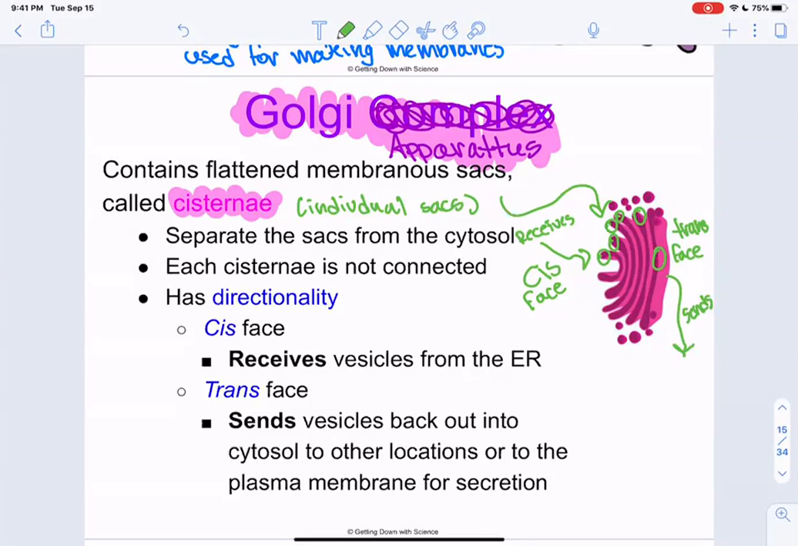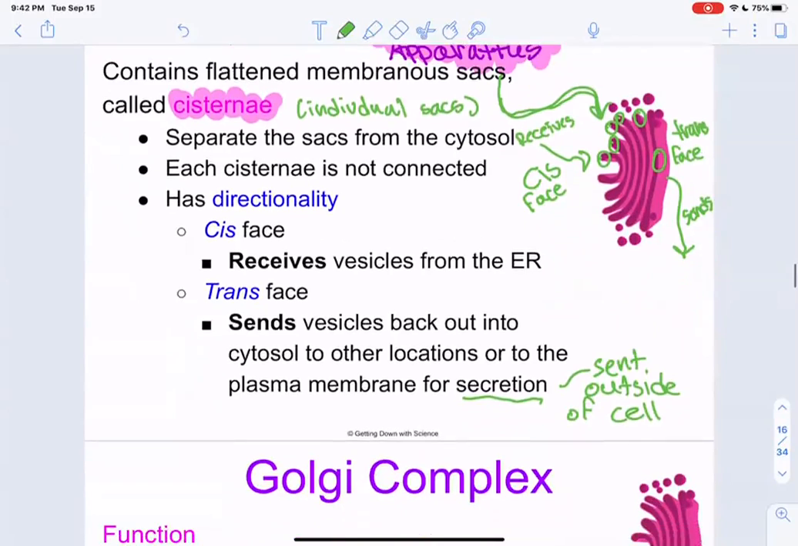So this is receiving messages from the ER. When we leave the endoplasmic reticulum, messages will come here into the Golgi apparatus. And then it's going to be sent to either the cytosol or out to the plasma membrane for secretion. And what I mean by secretion is being sent outside of the cell. I did not like that, that was weird. Sorry.